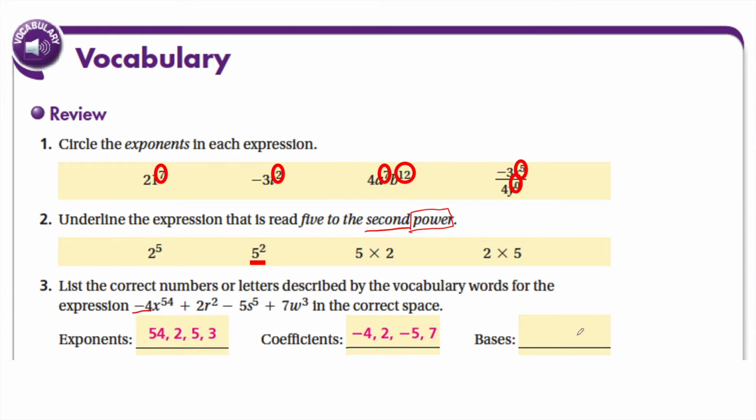And finally, we have our bases. Our bases are going to be basically the variable that we're talking about. So in this case, it's going to be the x, the r, the s, and the w. Those are going to be the things that eventually we're going to be multiplying by the coefficients after we use the exponents. The reason they're called the bases is because they're below the exponents.